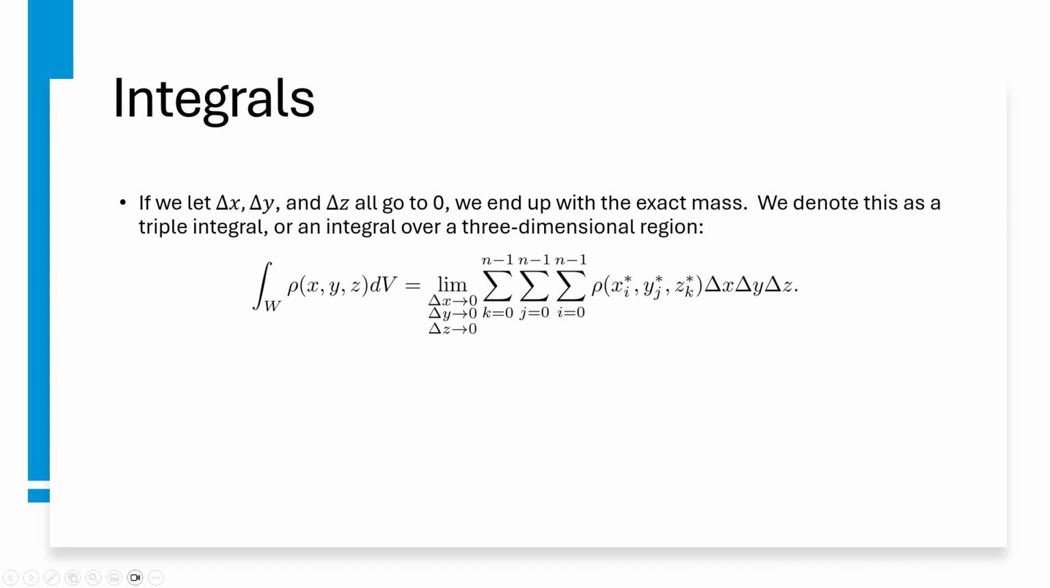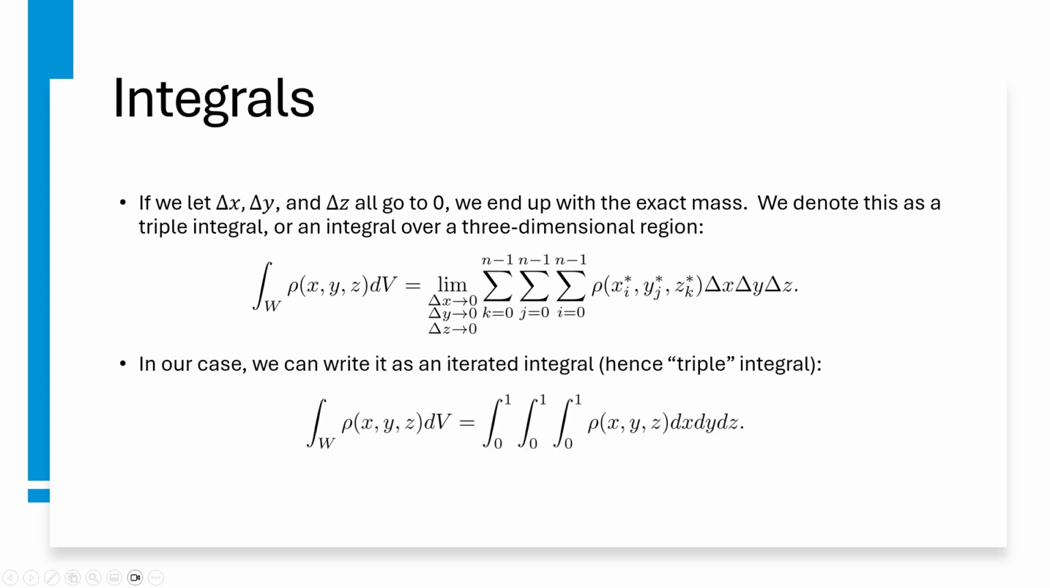So in our particular case, we can figure out what the regions are. Each of the boxes is going to go from 0 to 1, so we get a triple integral here. And that's how we would calculate this volume for our box.